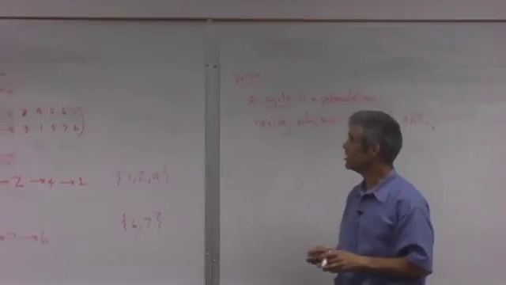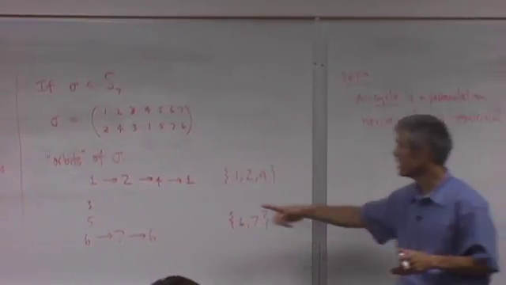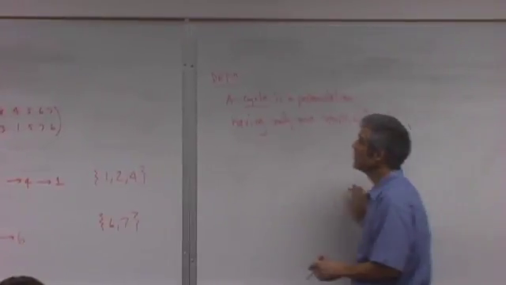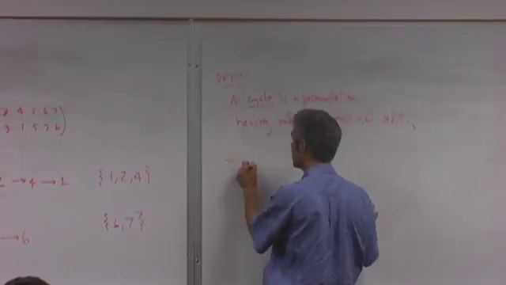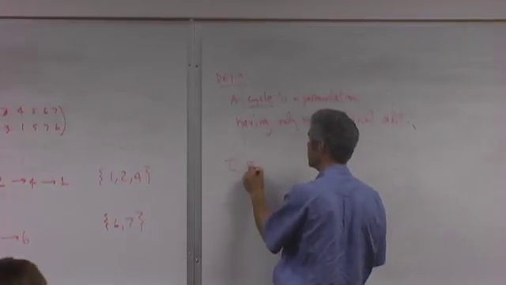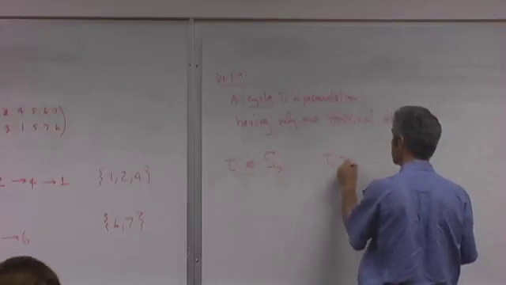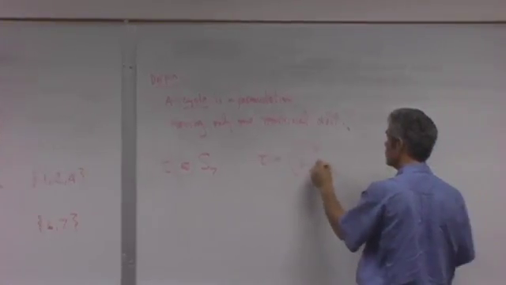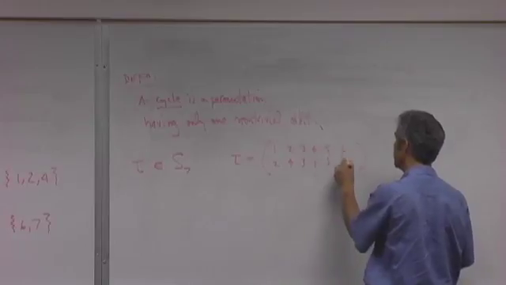So let's see. Is sigma a cycle? No, because sigma somehow consists of 2 non-trivial orbits. It has this orbit and this orbit associated with it. Let me give you an example of a permutation that is a cycle. Example, tau is, and let me indicate where it is, in S7. Tau is this permutation, 1 to 2, 2 to 4, 3 to 3, 4 to 1, 5 to 5.